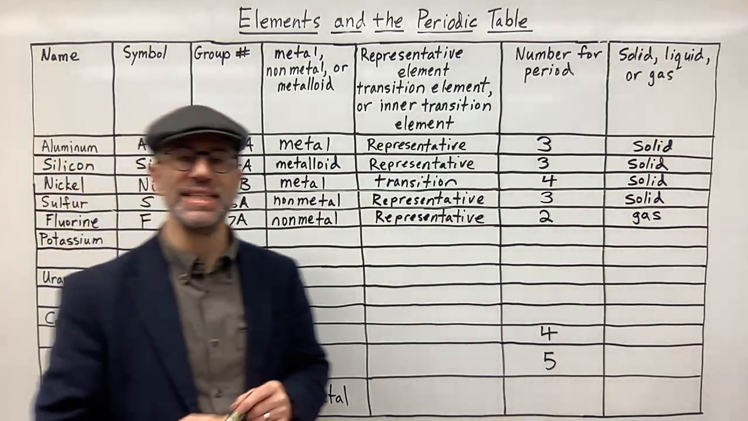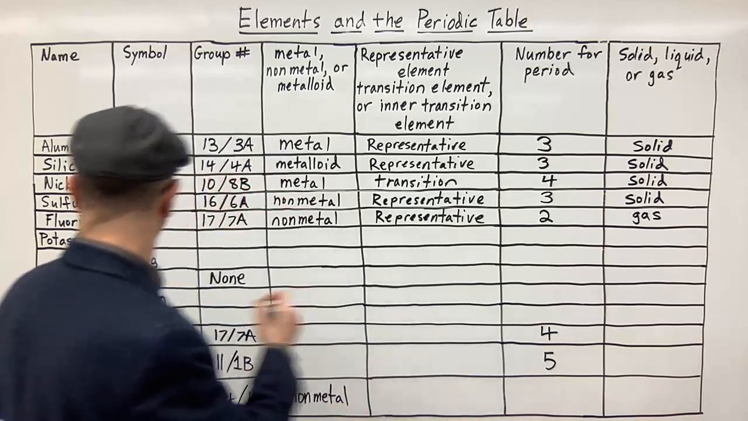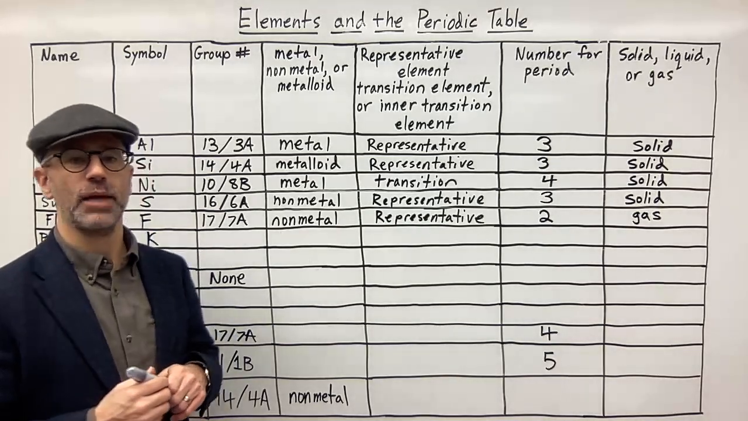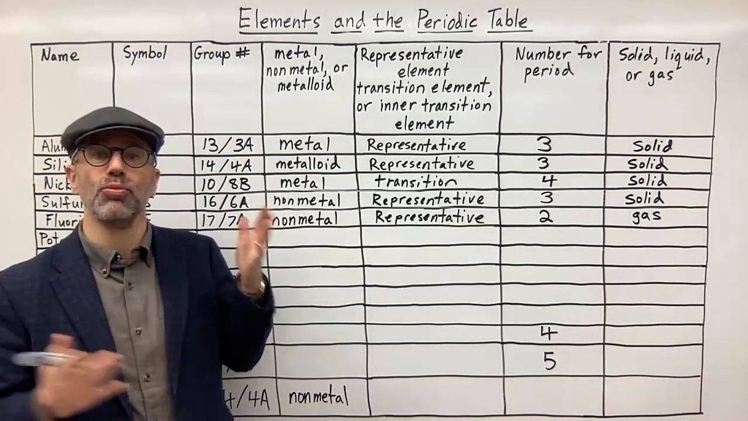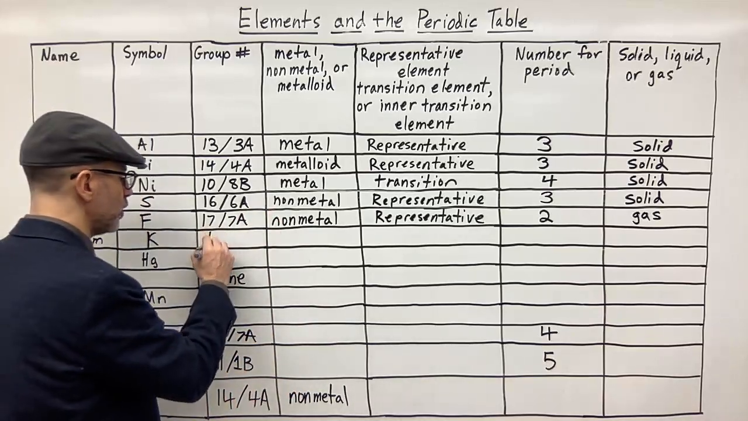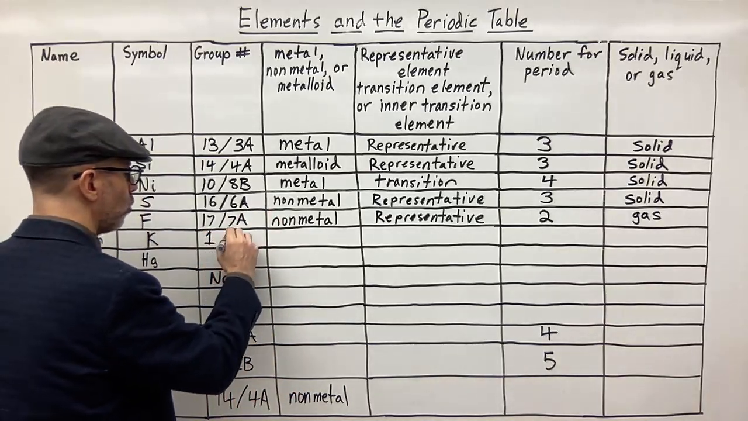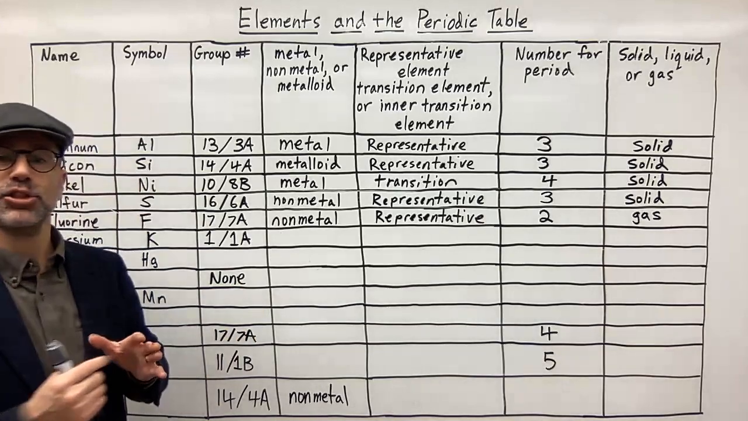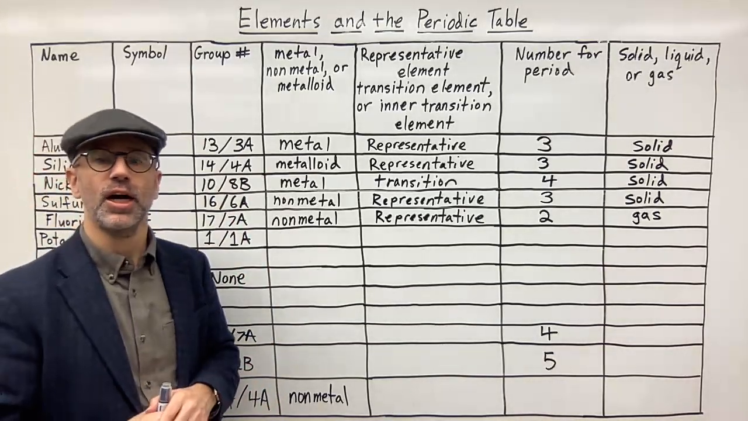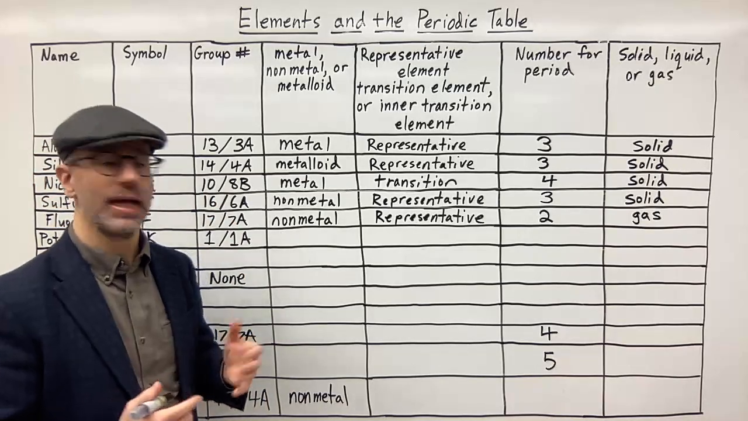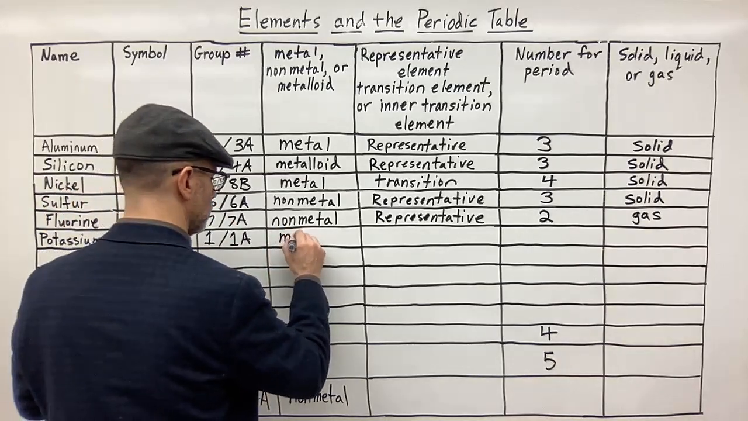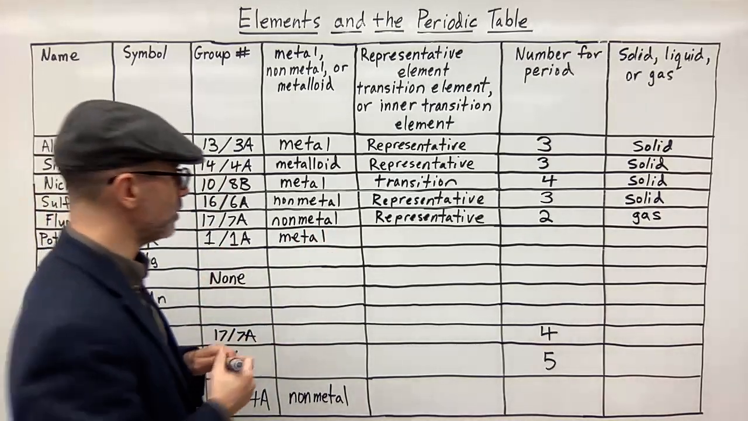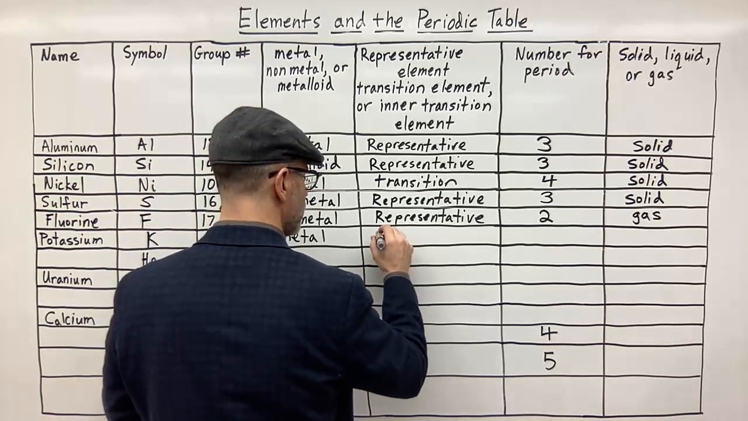Potassium. Potassium is K on the periodic table. So we're going to put K here, capital K. And if you find potassium on the periodic table, you'll find that it's in group 1A or group 1. So 1 according to the IUPAC, or 1A according to the old way of naming. It's on the far left of the periodic table, so it's going to be a metal. And because it's got an A group, that means it's a representative element. It's in one of those representative groups.